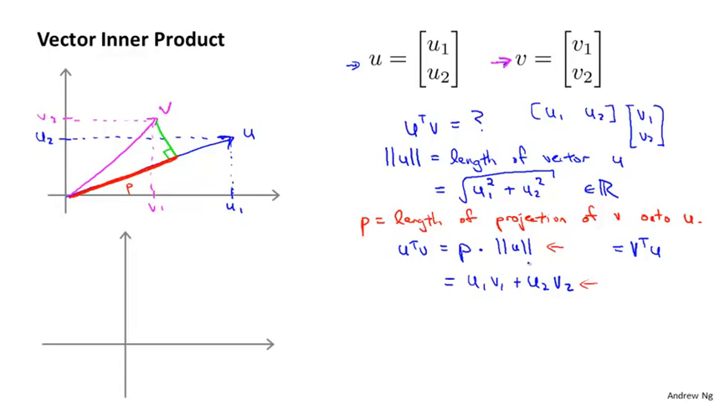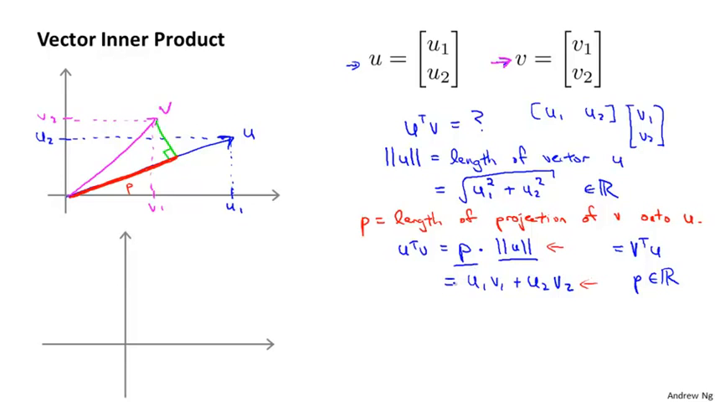And just to clarify what's going on in this equation, the norm of u is a real number, and p is also a real number, and so u transpose v is the regular multiplication of two real numbers, the length p times the norm of u.